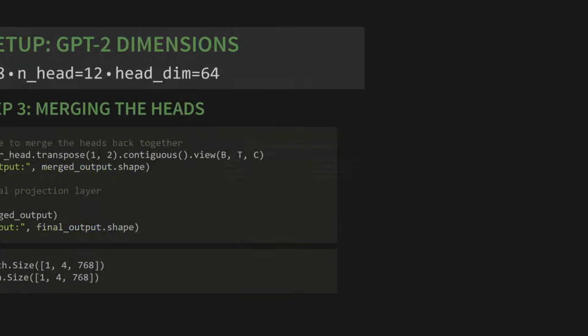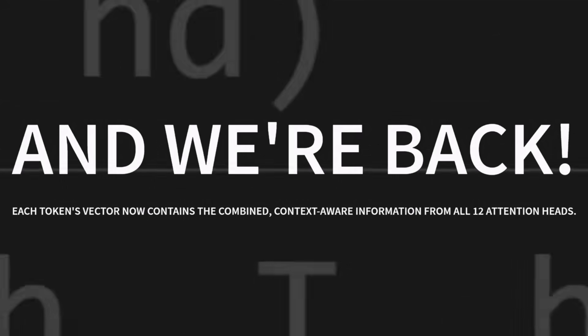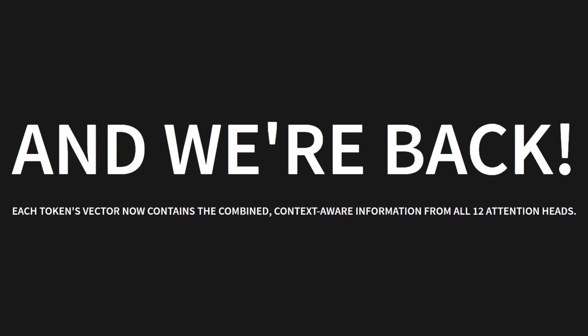1, 4, 768. Here's the entire journey in one table. First, we split the heads, going from B, T, C to B, n_head, T, head_dim to prepare for parallel computation. Second, we run attention, where each head computes context independently, keeping the same shape. Third, we merge the heads, going back from B, n_head, T, head_dim to B, T, C to combine all the insights. And finally, a final projection mixes the information, keeping the B, T, C shape. And we're back. Each token's vector now contains the combined context-aware information from all 12 attention heads.